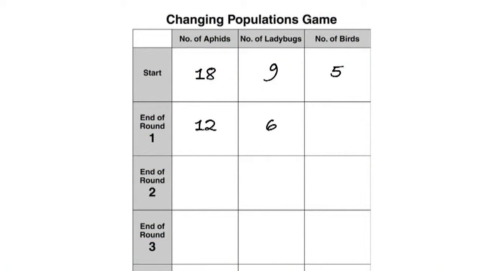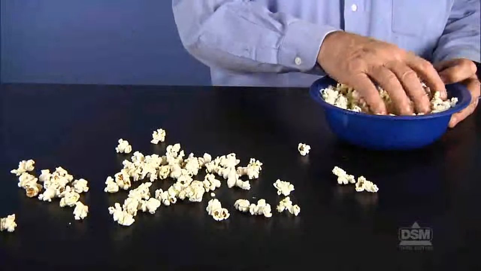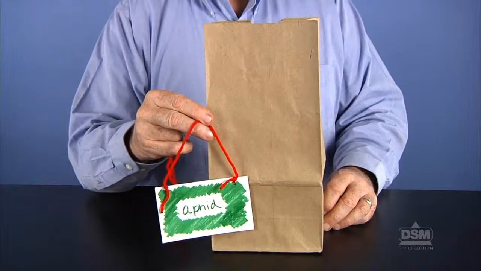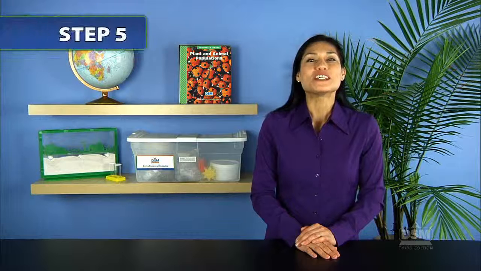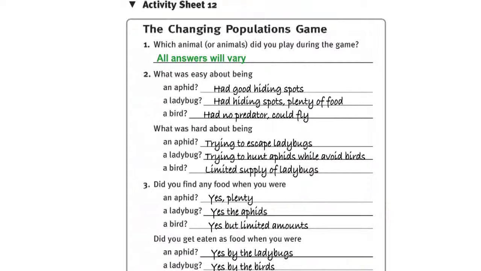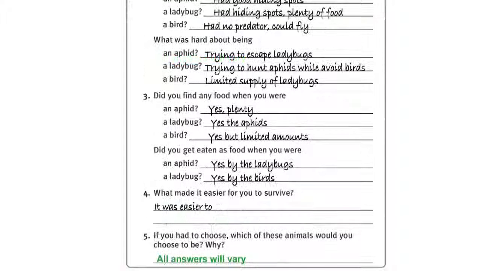Play the game for about 5 minutes, and then call a break. Take a census of the animals remaining in the game, and record this information on the Changing Populations game chart with the marker. After each round, scatter the popcorn back over the playing area. Redistribute the name tags and the paper bags, and play another round. Play several rounds and encourage students to role-play different animals. Return to the classroom and post the Changing Populations game chart. Distribute a copy of Activity Sheet 12 to each student and allow time for everyone to answer the questions.